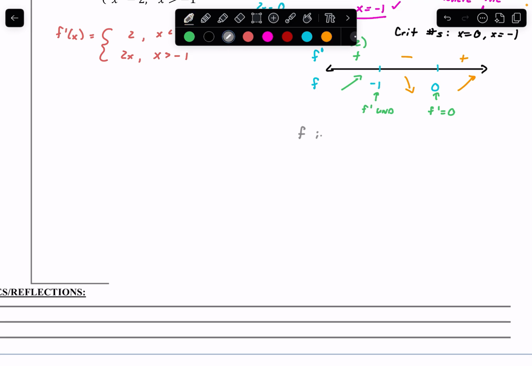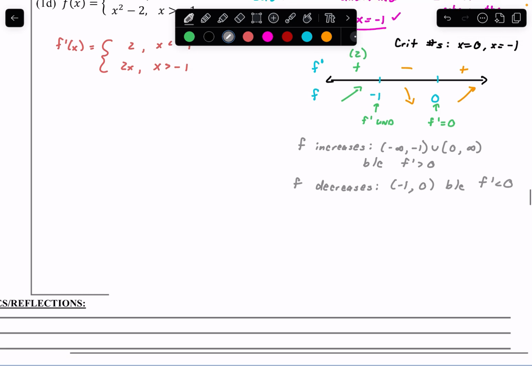All right, so where is f increasing? From negative infinity to -1, and then 0 to infinity, because f prime is greater than 0. f decreases just from -1 to 0, nothing else happening, because f prime is less than 0.